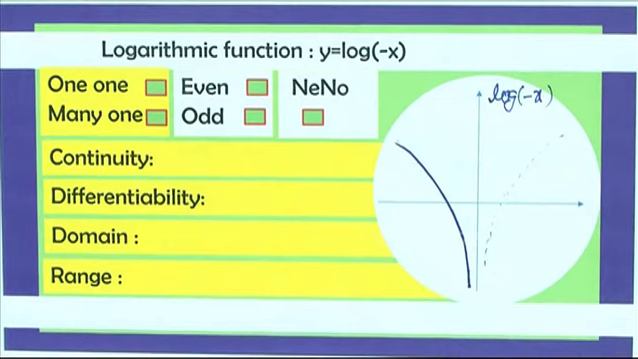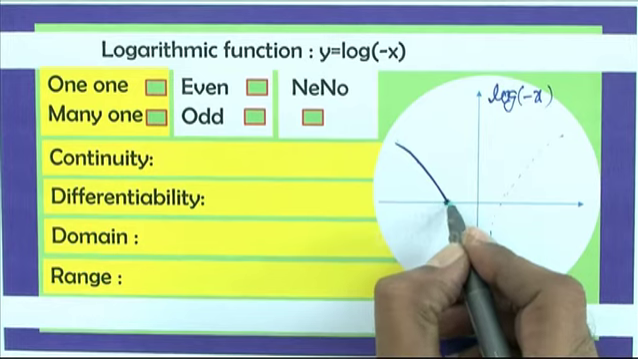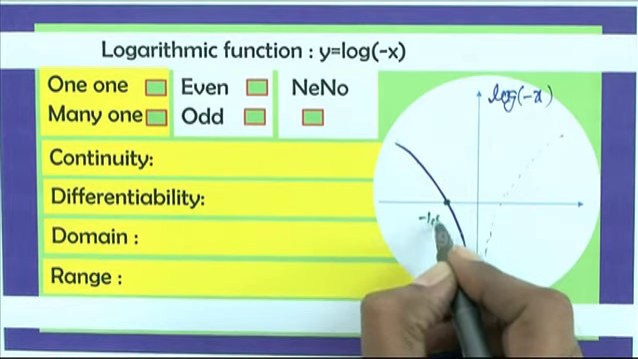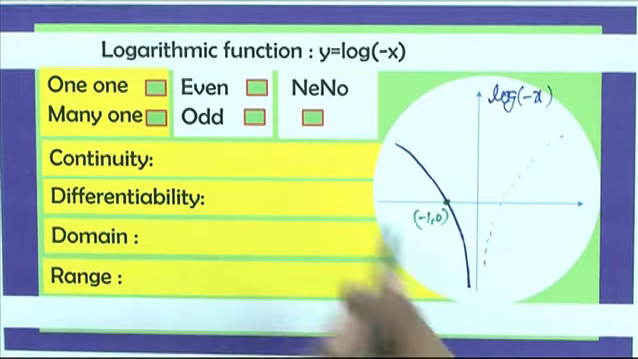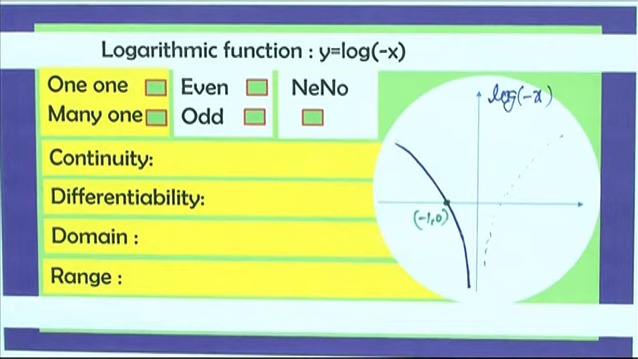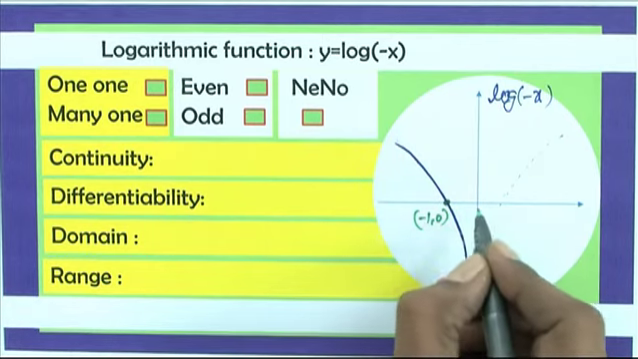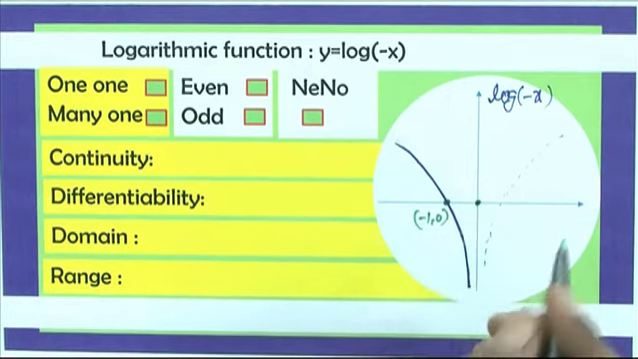Very, very important concept. Understood? Log of minus x is clearly like this. You can observe carefully. There is a point here. This point should be minus 1 comma 0. Is it correct? That is, log of minus 1 is definitely 0. Is that correct? And this is 0 comma 0.